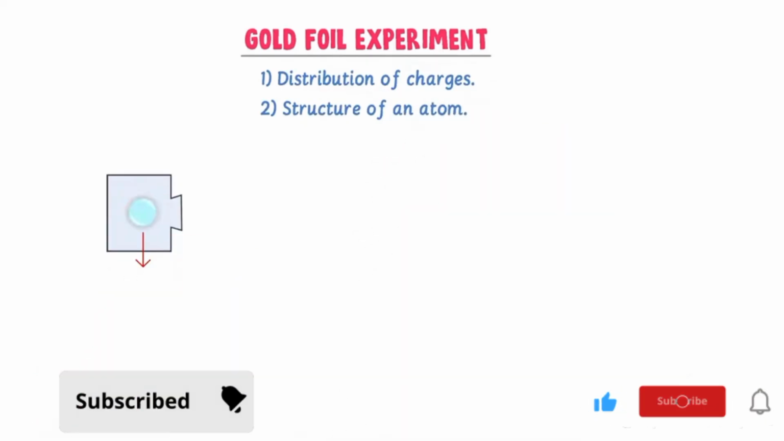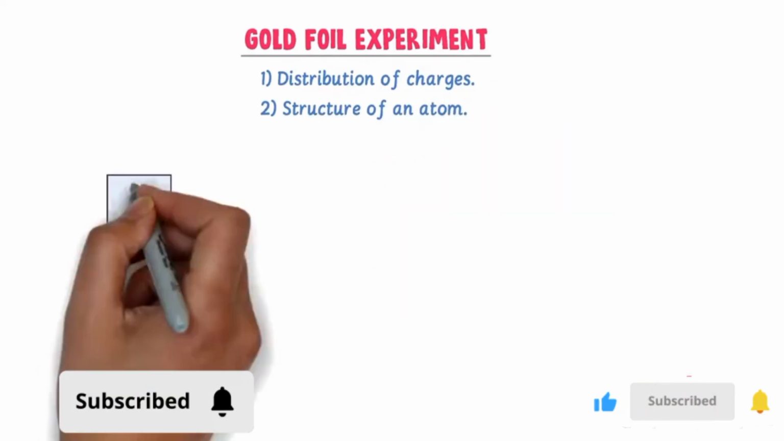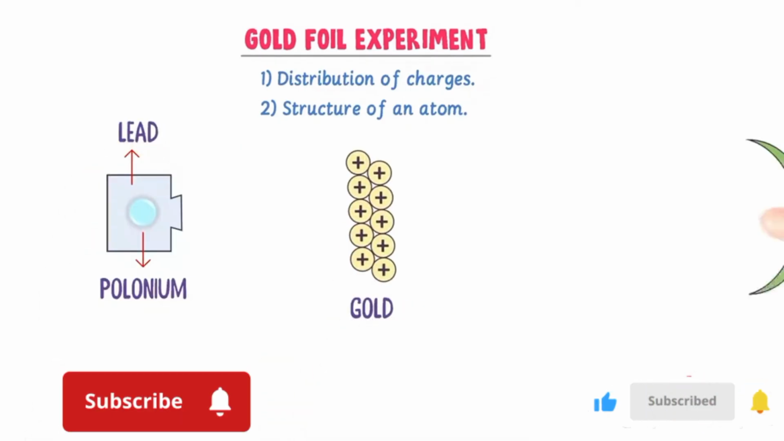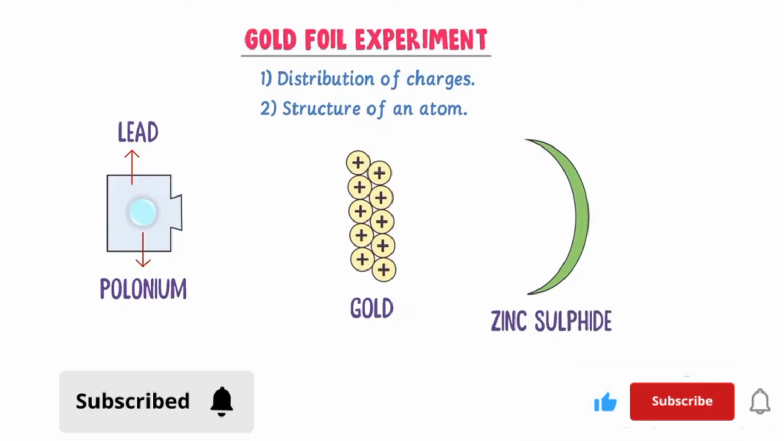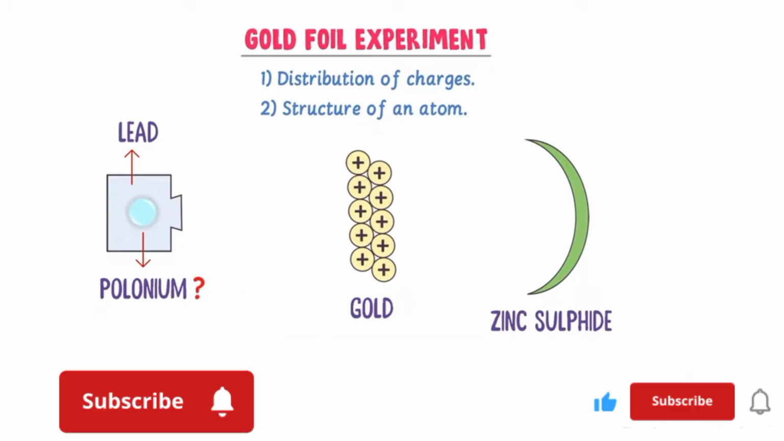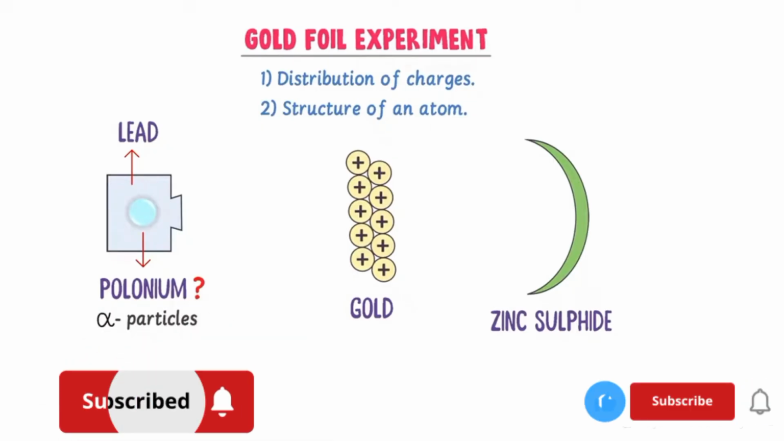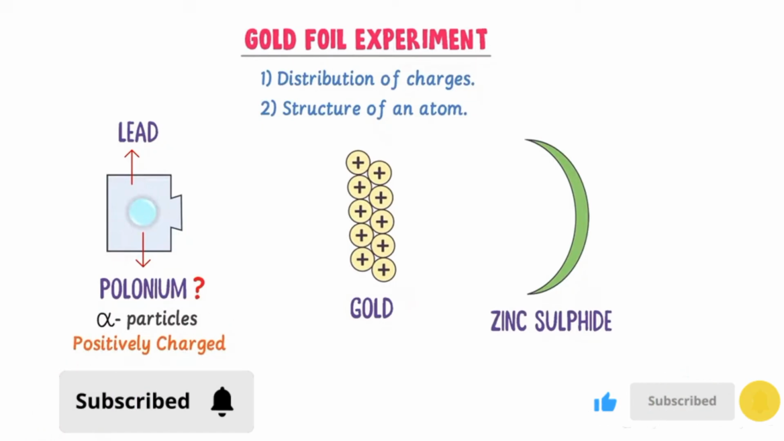Now Rutherford took polonium, which was enclosed in a lead box. He took thin gold foil, which was surrounded by a zinc sulfide screen. Now here comes the interesting part of this lecture. Why did he take polonium? Well, he took polonium because it produces alpha particles. Alpha particles are positively charged particles.